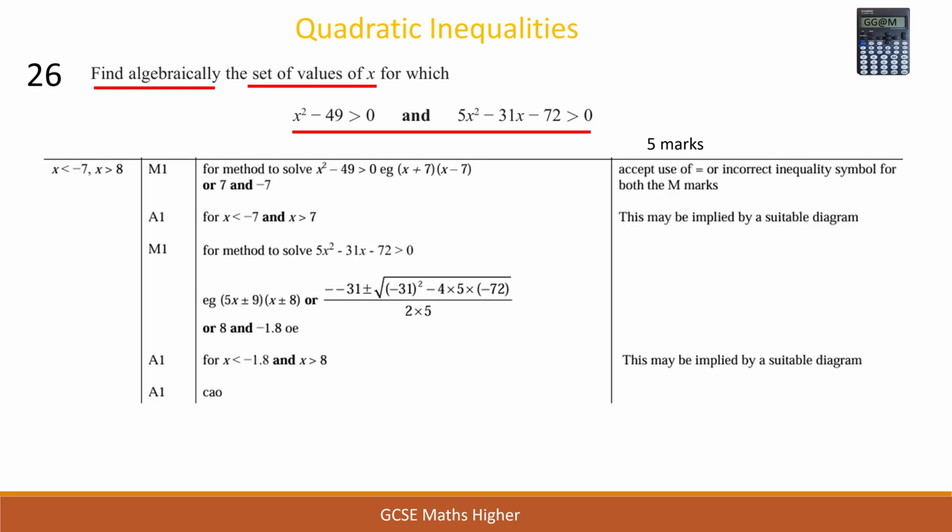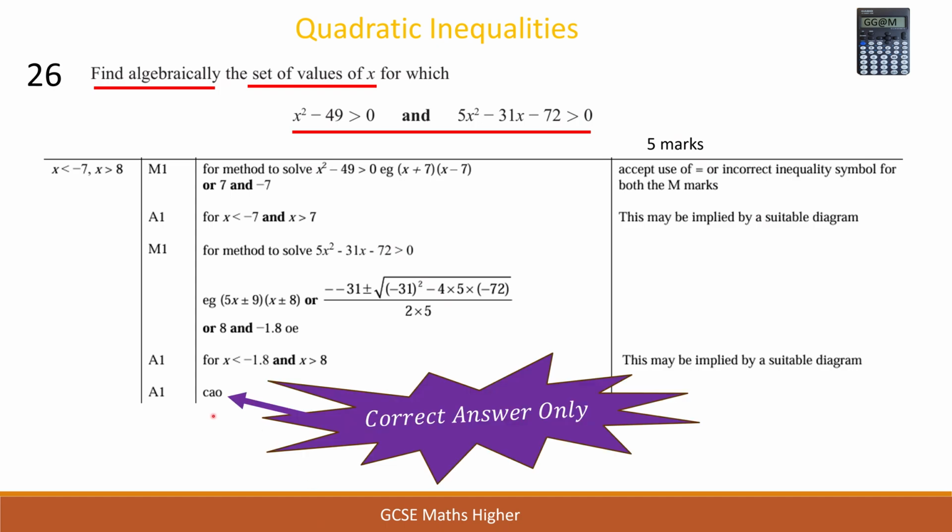Fantastic work. So here is the mark scheme, so you can see where the marks were awarded. See if you got the inequality correct. You can see the quadratic formula has also been used within this question. If you need me to go through this question in more detail, just comment below and I can give you more help. Remember, the CAO means correct answer only. M1s are method marks, A1s are answer marks.